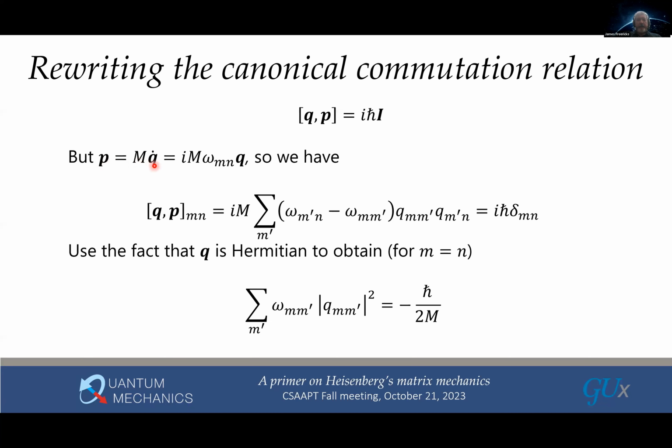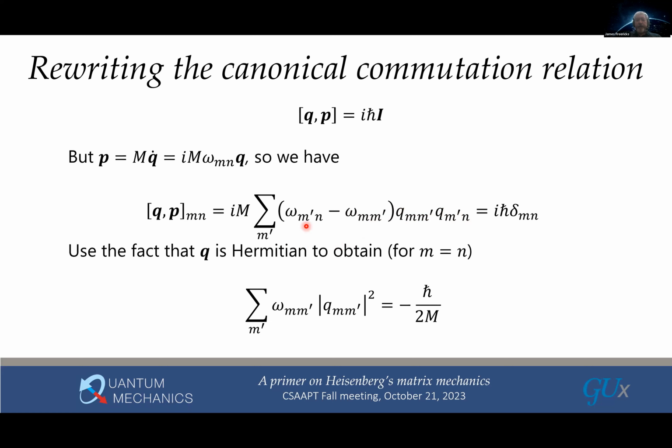P is equal to m q dot, and we can rewrite q dot in terms of omega mn. So let's look at the commutator of q with p, where I'm going to replace p by i m omega mn times q. Then because the p multiplies on both sides and I'm taking a difference, what we get is i m sum over m prime of omega m prime n minus omega m prime, q m prime q m prime n.